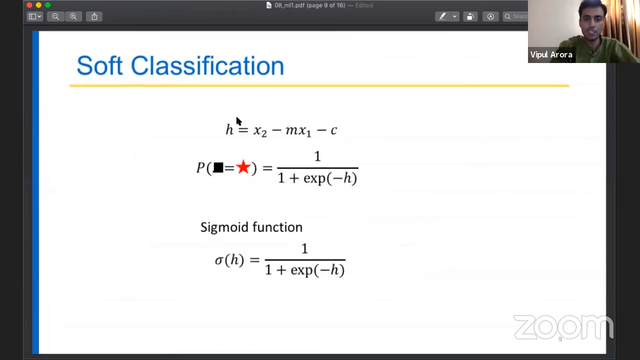Okay, so how do I achieve this soft classification? I can use here a sigmoid function, which is of this form. It's a very popular function, and you will be seeing it a lot more in the coming lectures, especially in the neural networks. A sigmoid function is very popular. So I think you take note of this.